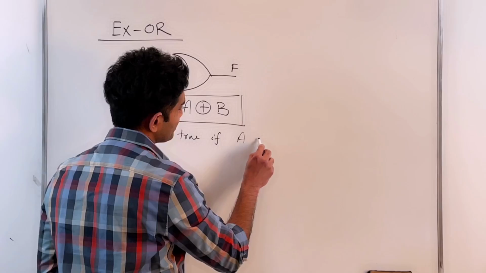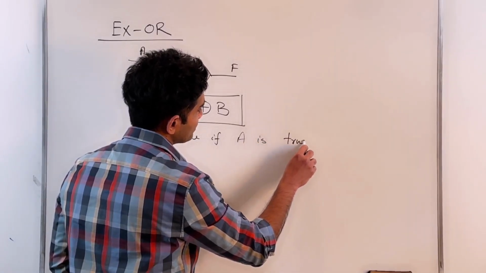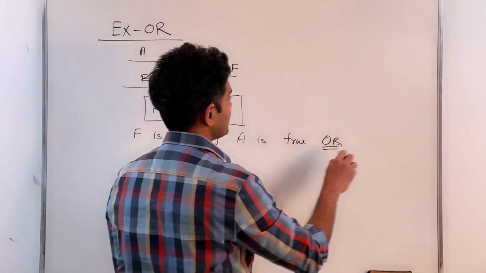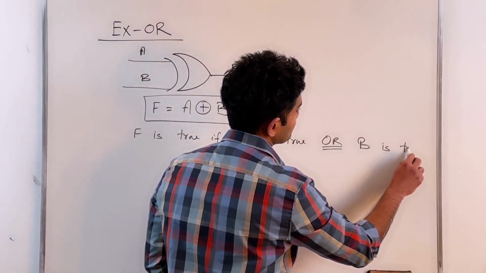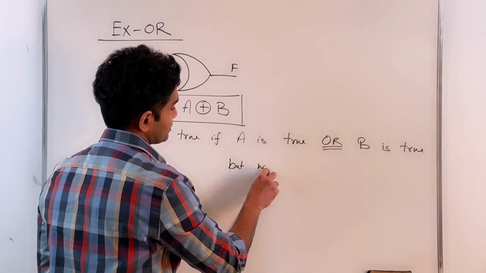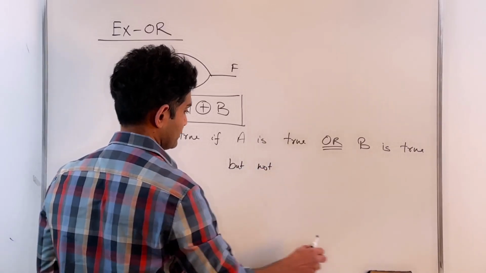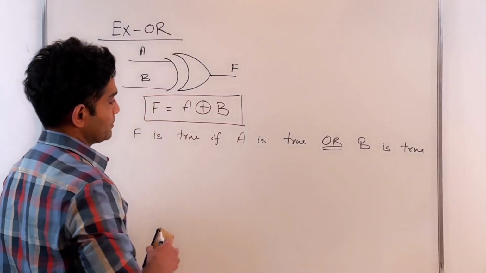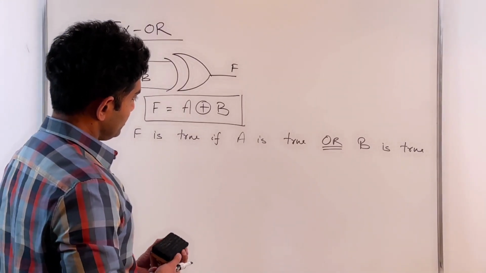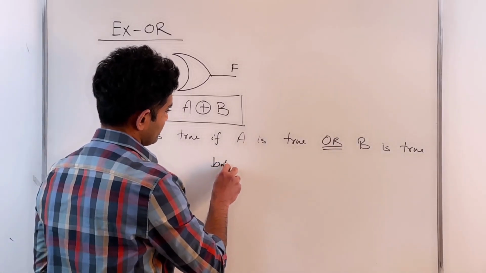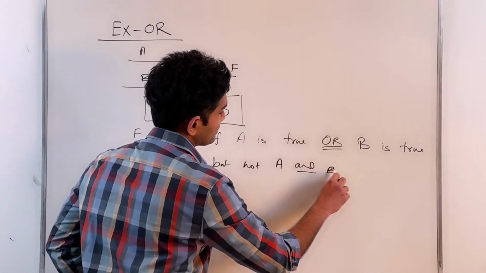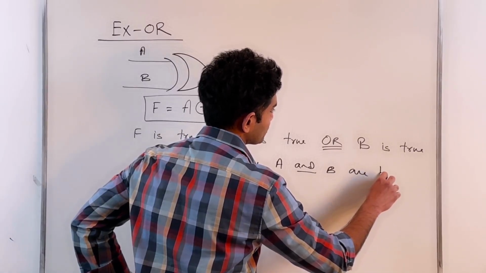if A is true, or you'll see that it's very similar to the OR gate, but with just one condition. Or B is true. A is true or B is true, but let me put it the right way. Okay. F is true if A is true or B is true, but not when A and B are true.